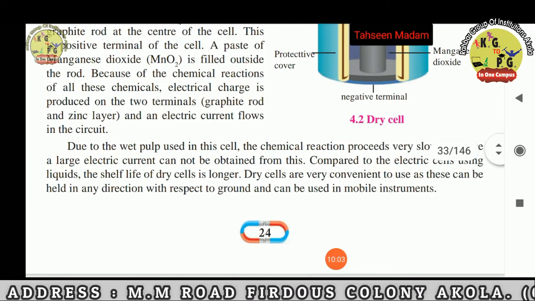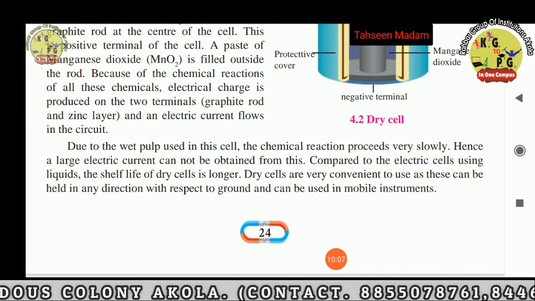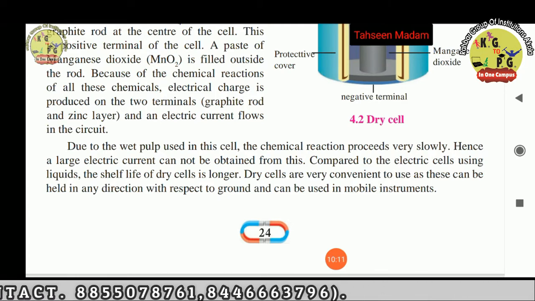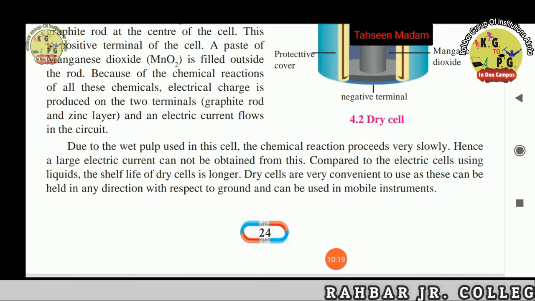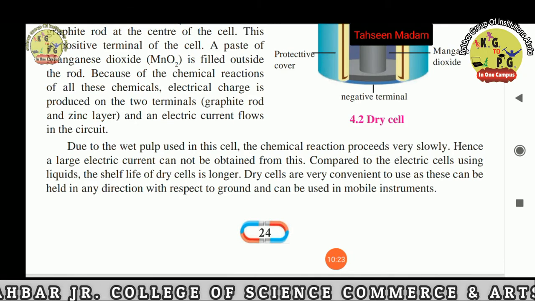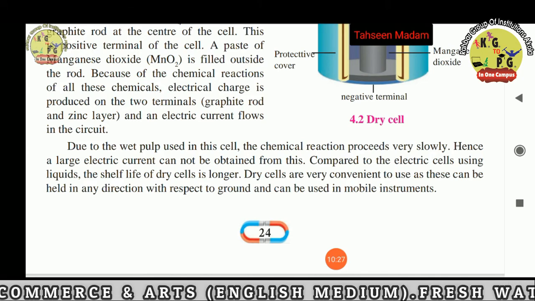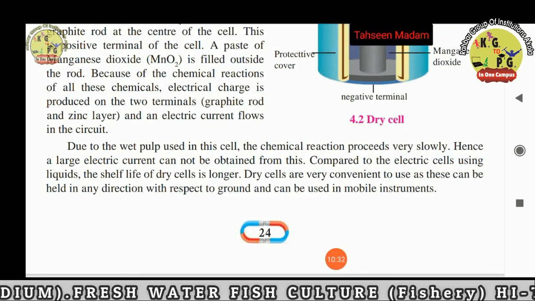Due to the wet pulp used in this cell, the chemical reaction proceeds very slowly. Hence, a large electric current cannot be obtained from this. Compared to electric cells using liquids, the shelf life of a dry cell is longer. Dry cells are very convenient to use as these can be held in any direction with respect to the ground and can be used in mobile instruments.